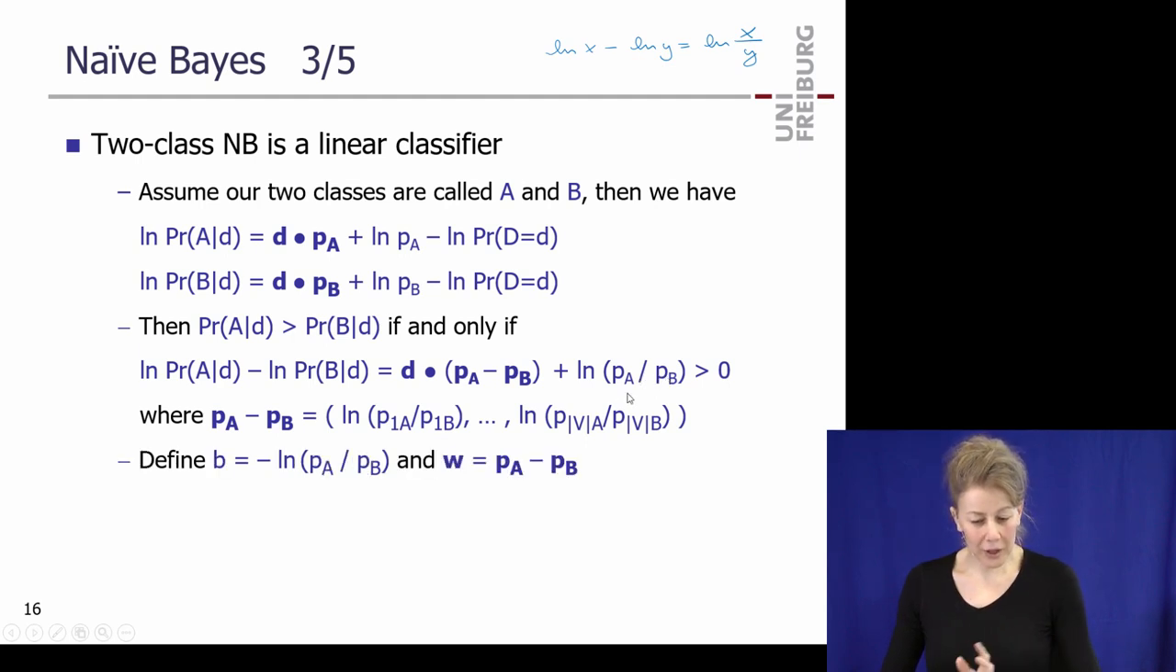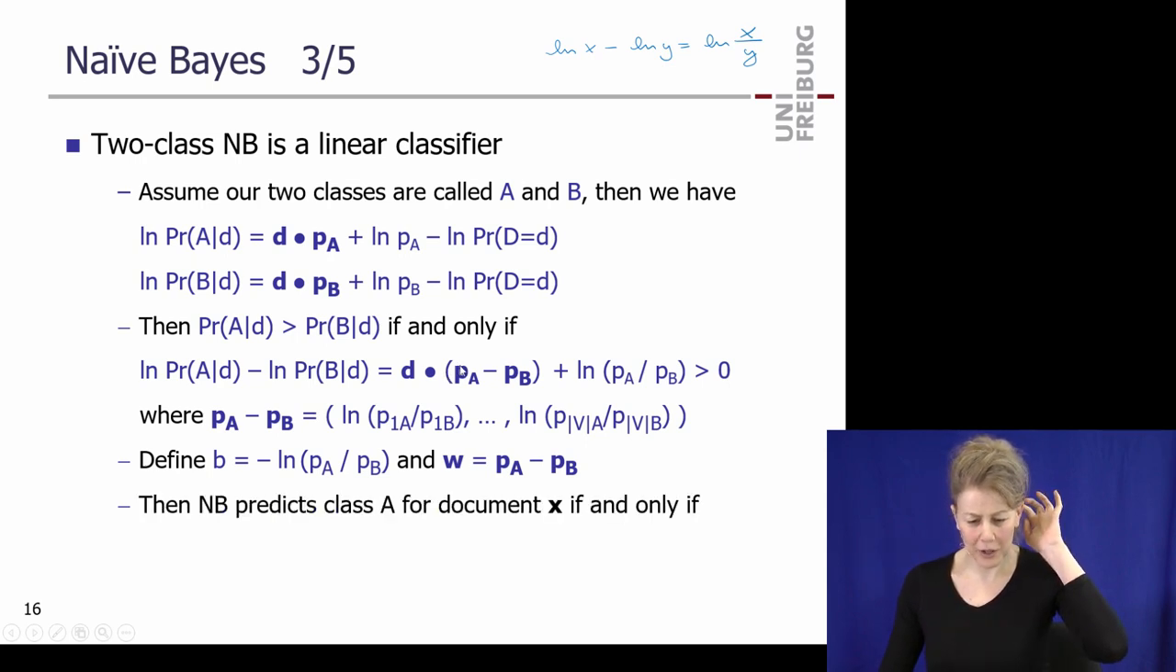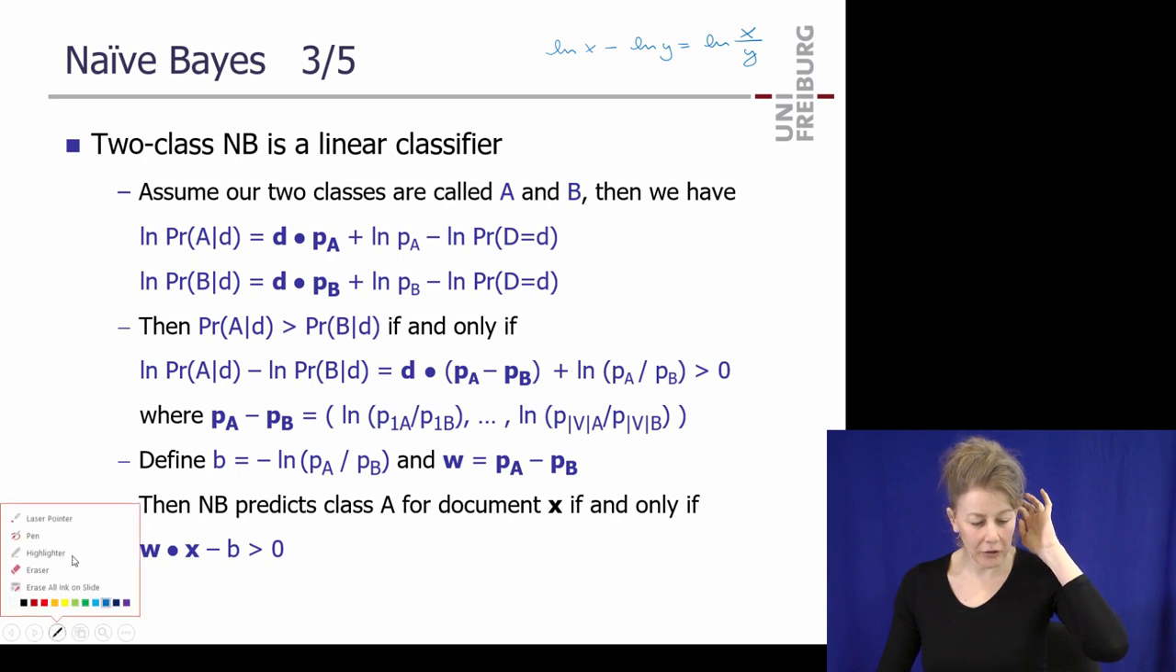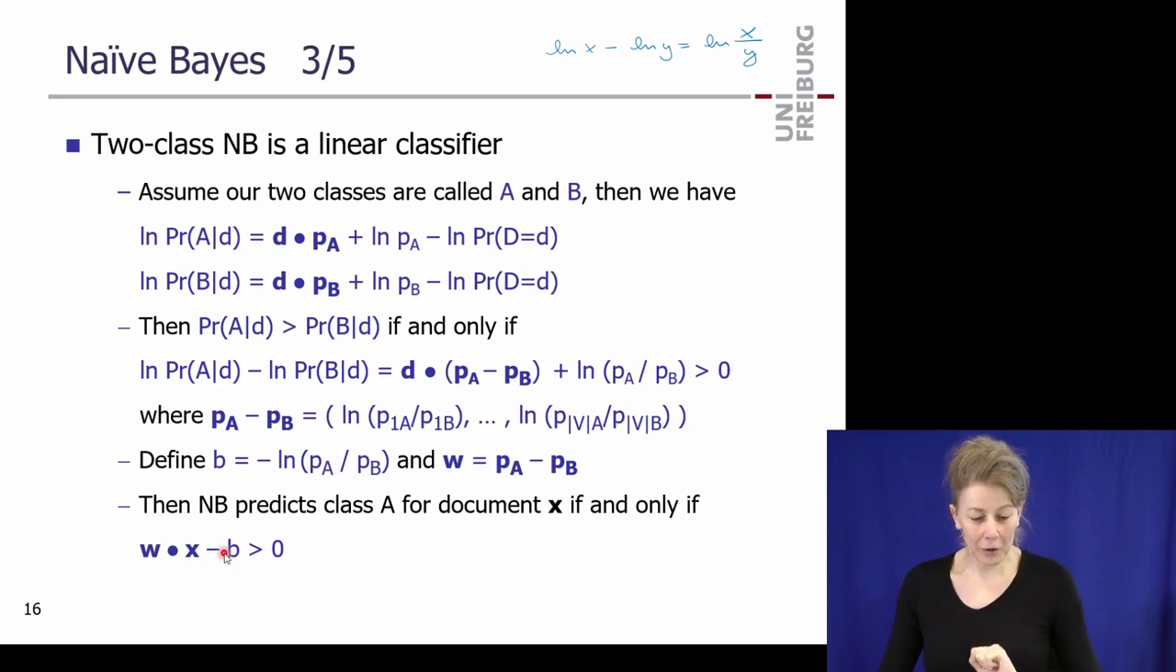And now what I do, I just define this as negative b, and this as my w. It already looks suspiciously similar to what we had on the previous slides. So if I call my document, this here I call x, this I define as w, and this I define as minus b, then it's just w times x minus b greater or equal zero for one class, or less for the other class.